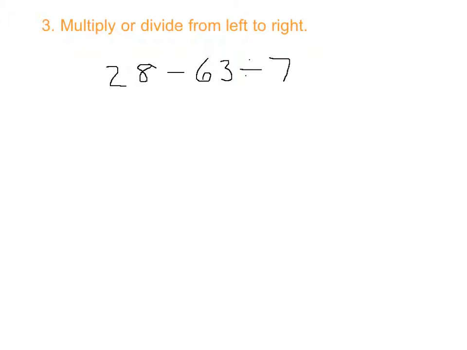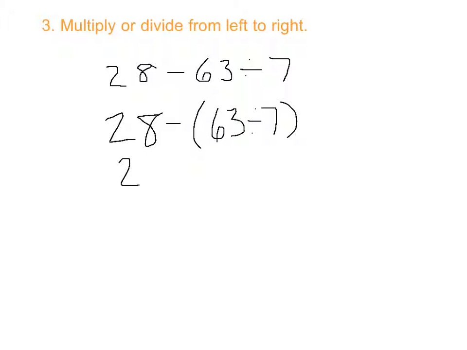Now we need to use multiplication and division from left to right. If you look at the problem we have right here, we run into a little issue because we've got 28 minus 63 divided by 7. It's basically asking us to do 2 different things with 3 numbers. That gets a little bit confusing. So if that happens, always look for a multiplication or division problem. I can rewrite that like this. 63 divided by 7 equals 9. So I'm left with 28 minus 9, and that gives me 19. I hope you got that one right.